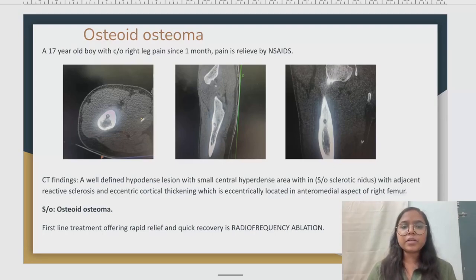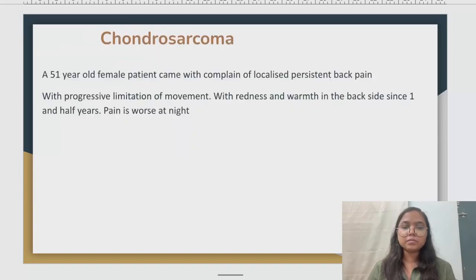Osteoid osteoma: 17-year-old boy with the complaint of right leg pain since 1 month, which is relieved by NSAIDs. CT findings suggestive of a well-defined hypodense lesion with a small central hyperdense area, suggestive of a sclerotic nidus with adjacent reactive sclerosis and eccentric cortical thickening, which is eccentrically located in the anteromedial aspect of the right femur, suggestive of osteoid osteoma. First line treatment offering rapid relief and quick recovery is radiofrequency ablation.